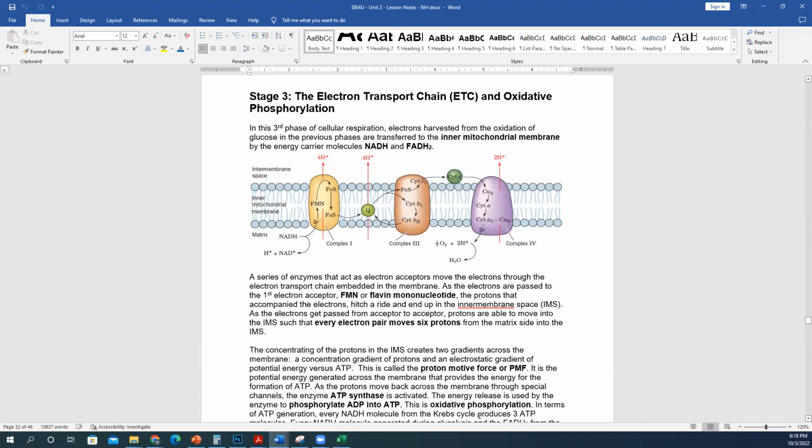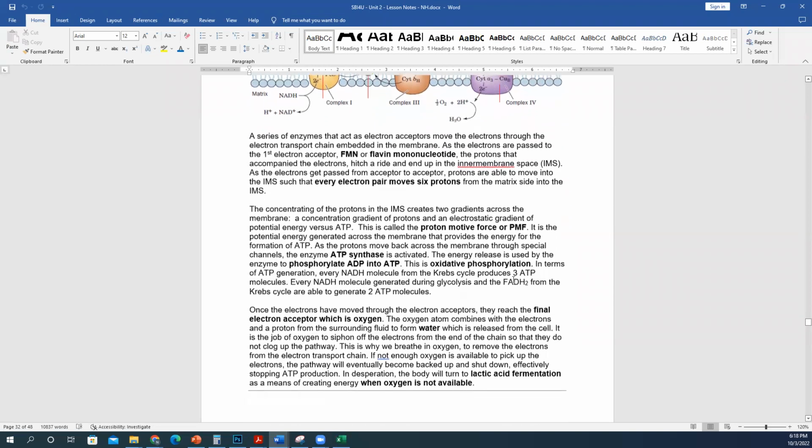or the PMF, and the potential energy that's generated across the membrane that provides the energy for the formation of ATP, then is used as the protons move back across the membrane through a special channel. And this channel is the enzyme ATP synthase that becomes activated, and energy is released and is used by the enzyme to phosphorylate ADP into ATP. And this is called oxidative phosphorylation.